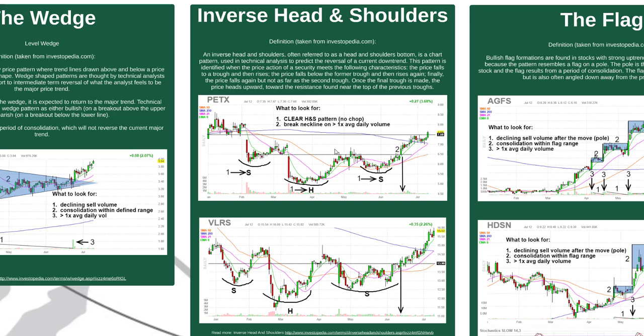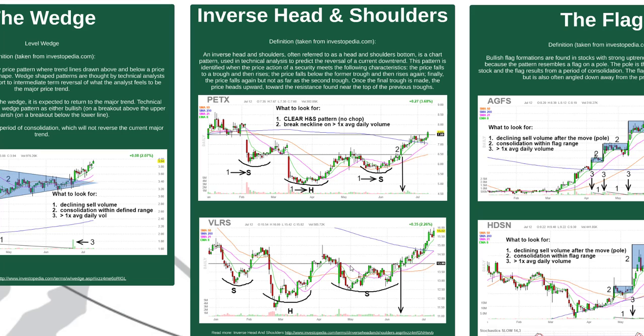Now what I want to look for specifically in these is a clear head and shoulders pattern. When you look up head and shoulders in your scanners and screeners, you'll see some of them show up, and sometimes they're pretty noisy. And so when I say I want a clear head and shoulders pattern with no chop, that means that if you look down here at VLRS, that's not bad. That's still within that trough.